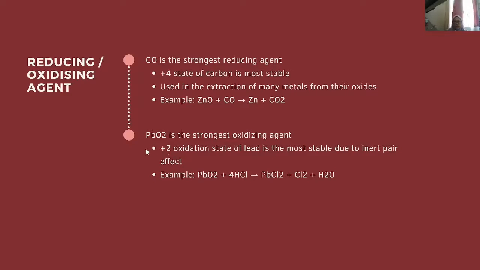As for oxidizing agent, among the dioxides, lead dioxide is the strongest, as the positive two oxidation state of lead is the most stable due to the inert pair effect. For example, lead dioxide reacts with hydrochloric acid to produce PbCl2, Cl2 and water.